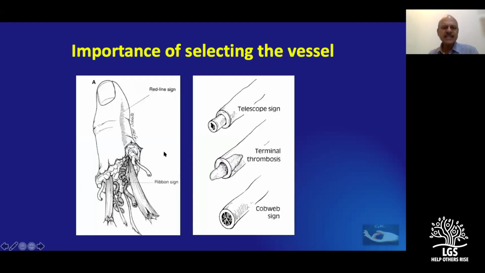Now, we have already seen last session the red line sign and the ribbon sign when they are present. Now look at this ribbon. You can see the artery is tortuous. That means it has been pulled out. So these are not ideal for replantation.